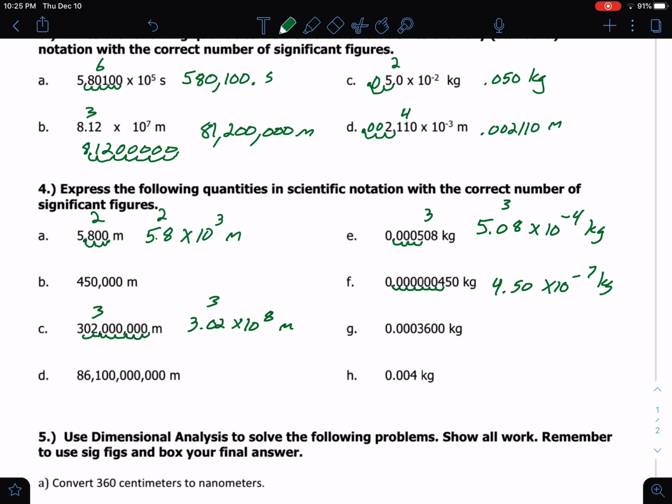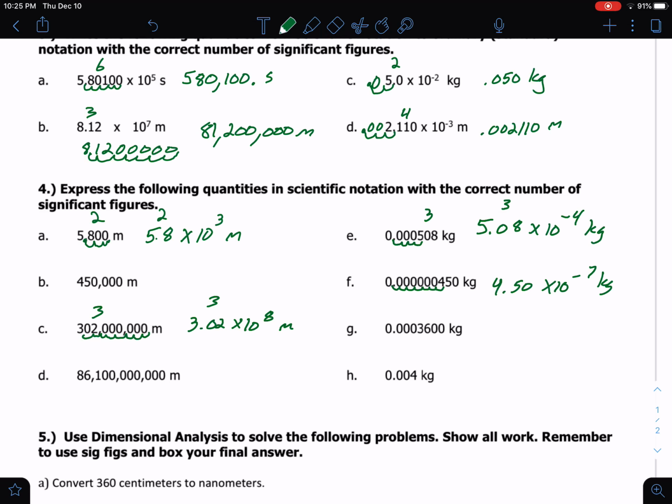So that was just kind of a brush up on how to do the scientific, going forwards and backwards. So going from scientific to standard, and then going from standard to scientific. Okay, so dimensional analysis. We're going to do some of these. You would need your metric scale handy for this one. So we're going to go ahead and start on that.